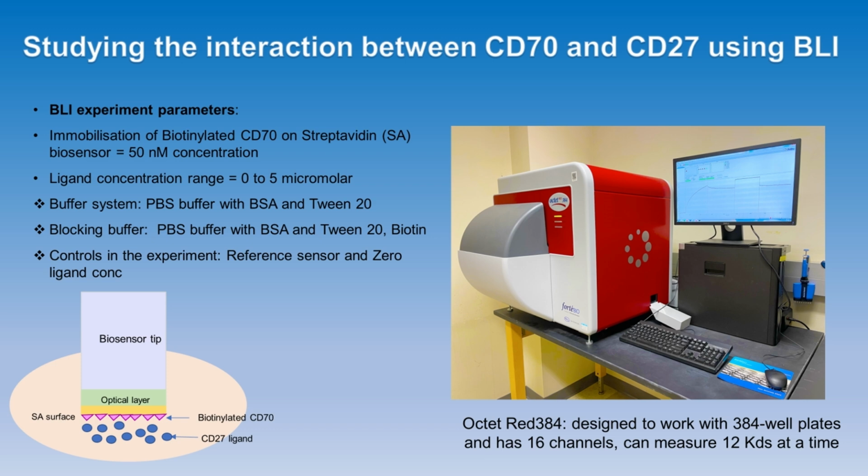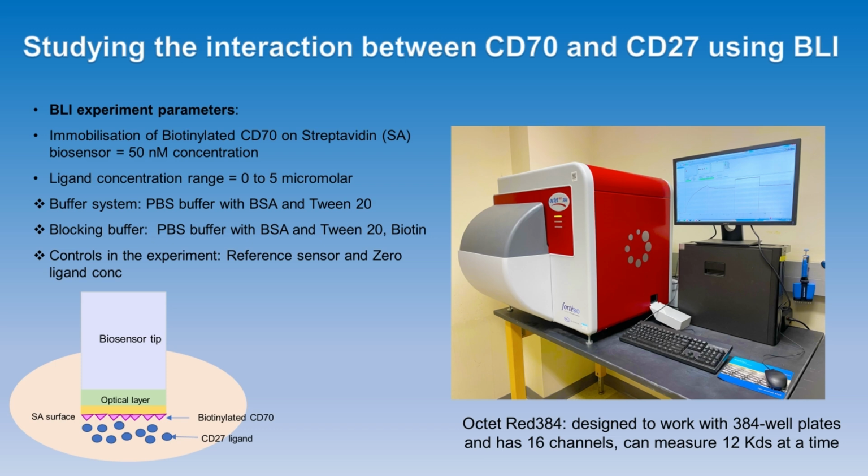The buffer system which we have has BSA and Tween to avoid non-specific binding. Here in the blocking buffer we have PBS buffer with BSA, Tween 20 and biotin. We have made the ligand in the blocking buffer as it will occupy the unbound surface on the streptavidin biosensor tips. We have a reference biosensor and we have 0 ligand concentration as controls for the blank subtraction.